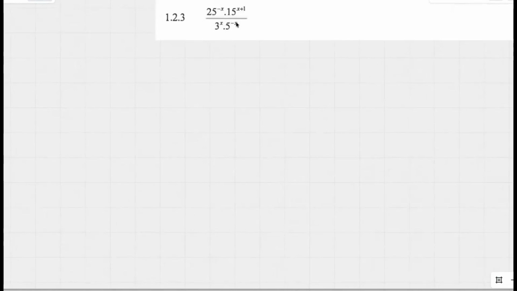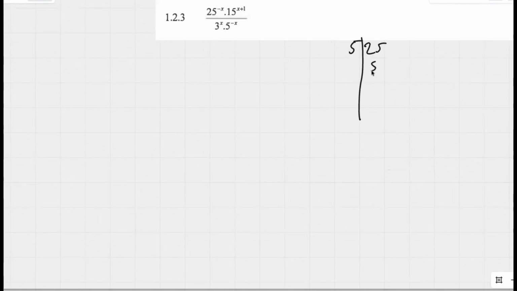We see we have 25, 15, 3, and 5. So what we're going to do here is find the prime factors of these larger numbers. Now you could just do this in a calculator, but if you didn't know how to do it in the calculator, you can just use the ladder method. So we look at the smallest prime number that can go into 25, and that is 5.